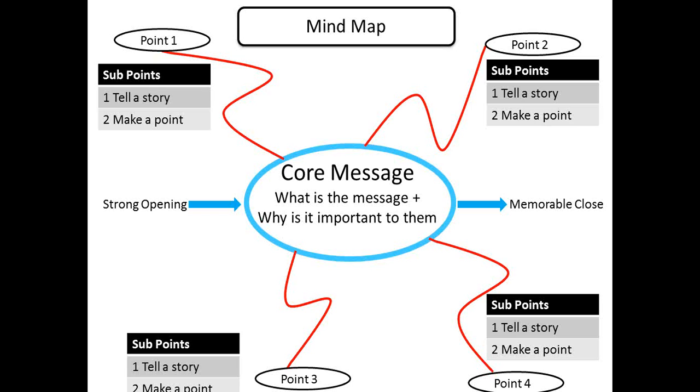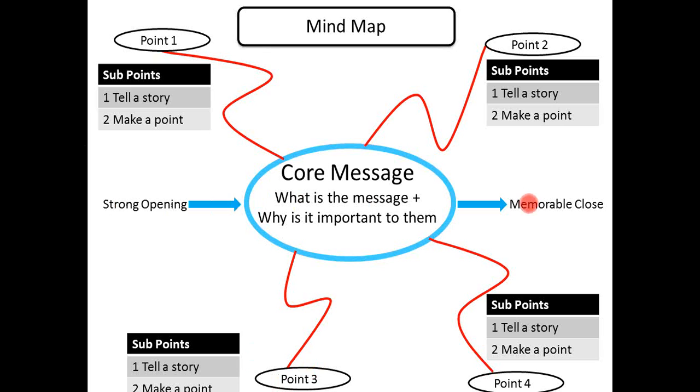And the other way, of course, is a mind map. The same structure, but some people like mind mapping. So write down the word that captures your strong opening. Learn it scripted. It may be a quote. It may be some data. Same with your memorable closing. Be careful of your core message. What is it? What do you want them to remember, and why is it important to them? I've shown 4 points here. And then for each point, have however many sub-points or stories you want. Tell a story, make a point. The point links back to the point that runs through your core message. That's mind mapping.